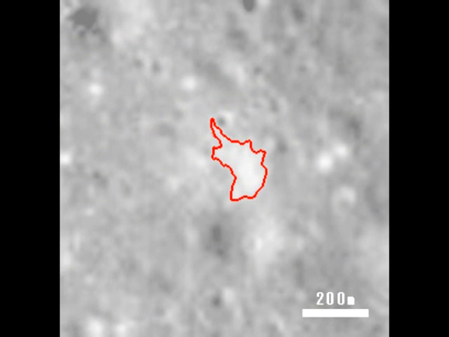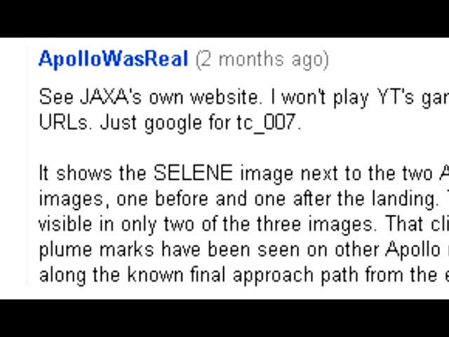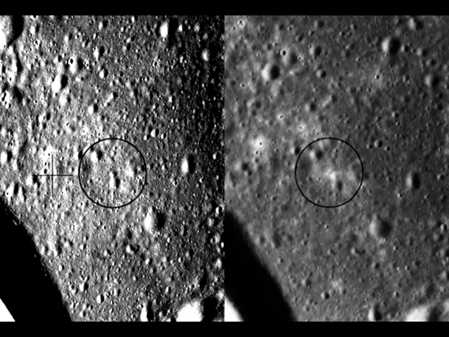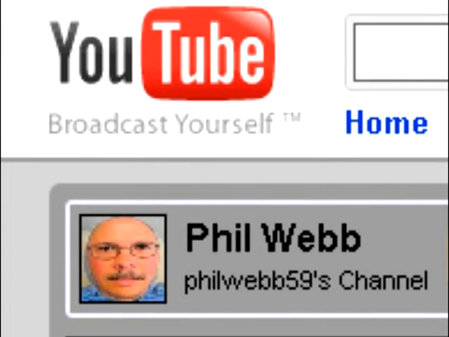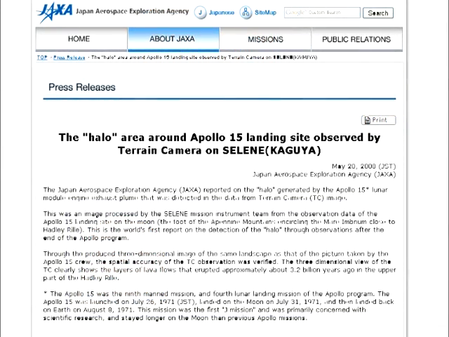But desperate to cling on to JAXA's baseless engine disturbance claim, he turns around and says that the crater was brightened. At least Apollo was real had some misleadingly cropped photos to base that erroneous claim on. Webb bases this argument on a totally unfounded misrepresentation of JAXA's position.